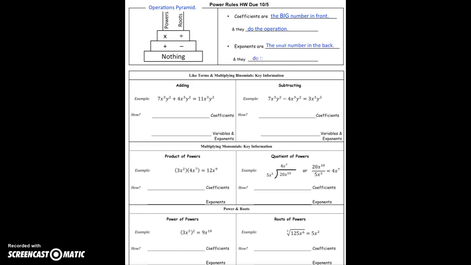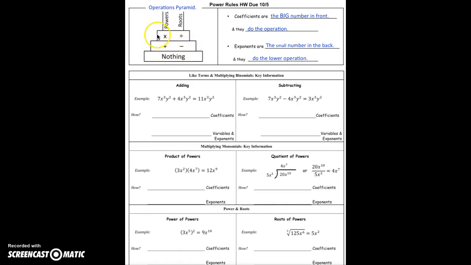And exponents, those are the small numbers in the back, and they do a lower operation according to this operations pyramid. So again, this is just a trick. There really isn't any principle behind this. If you arrange your operations in such a way where the most basic operation is to do nothing, right? So the most basic math operation is just do nothing to it. And then the next most basic is addition and subtraction. Those are sort of the easy things. You learn them in elementary school.